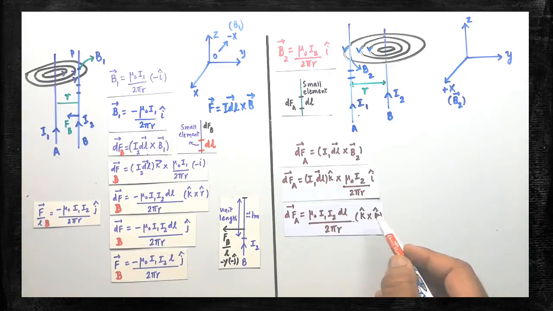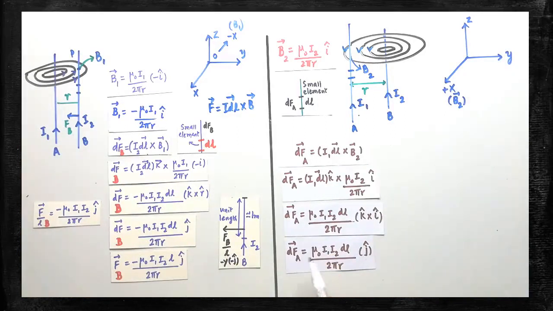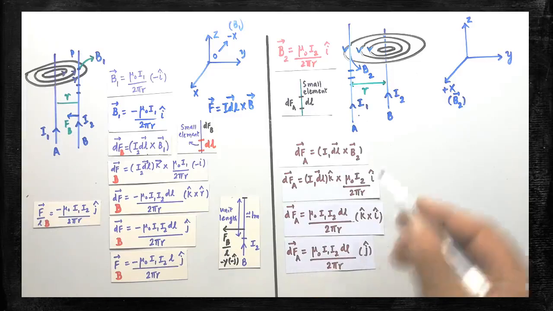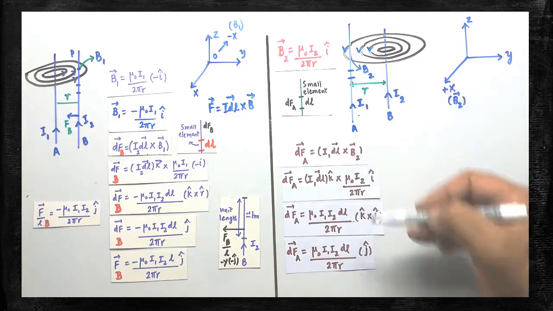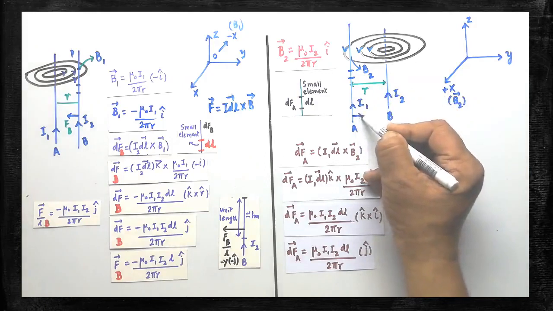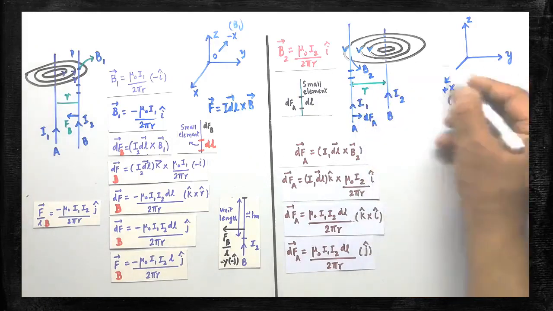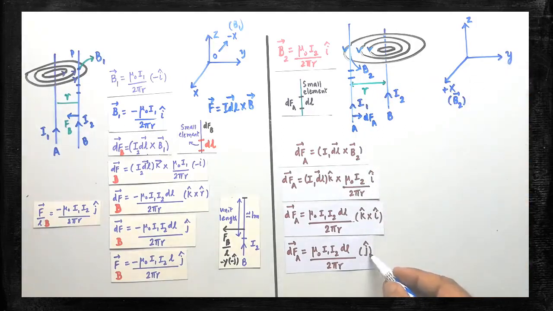Are you clear? Now k cap into I cap becomes j cap. So dFA vector is equal to mu naught I1 I2 dl divided by 2 pi r, k cap into I cap, that one becomes j cap. It shows that the force acting on the small element is acting along which direction? Y direction. Therefore the force dFA must be written in the Y direction. That's why j cap indicates that.